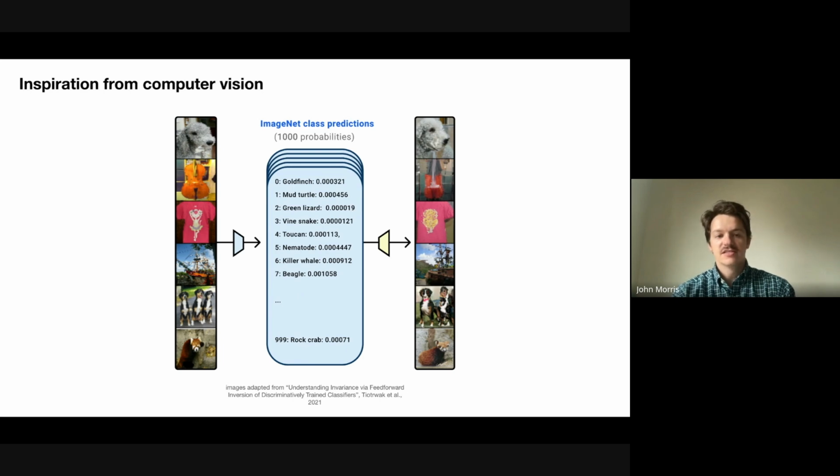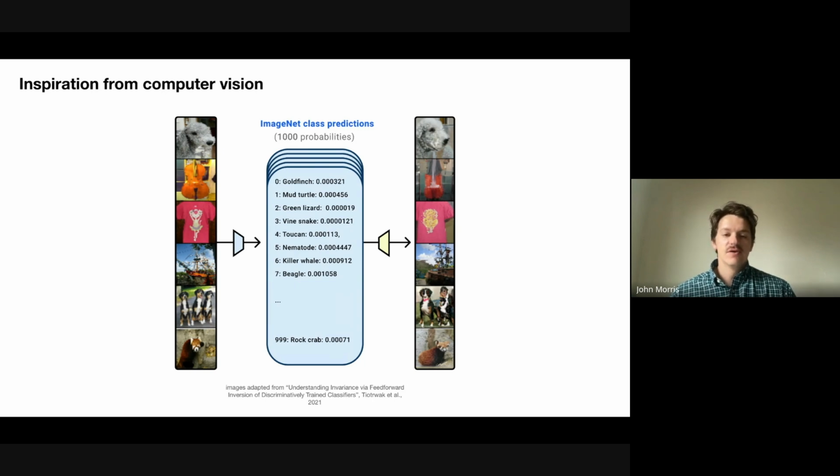There are a bunch of papers on this, but there are people that have tried to invert inputs to ImageNet classifiers given only the outputs of the classifier. If you're not familiar with ImageNet, there are 1,000 classes. Classifiers trained to do prediction for ImageNet output 1,000 numbers that are normalized into a probability distribution, and each number tells you the likelihood of some category. Here it's beagle and mud turtle and rock crab, and each category corresponds to one animal or object type.